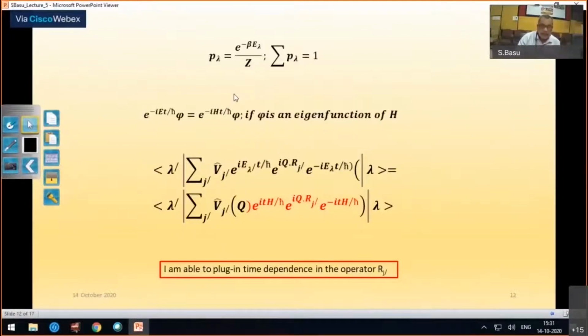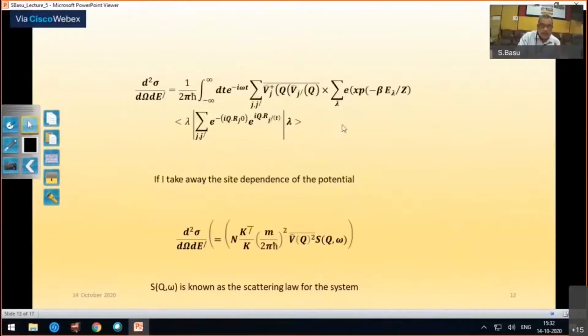I am not doing anything right now, but all I am saying is that I have now plugged in the time dependence with the operator Rj prime. Once I have done it, this is the Boltzmann factor. This is the average over the potential, which is not yet a delta function, and we have to find e to the power minus i q dot rj0, e to the power i q dot rj prime t, summed over all possible scatterers.